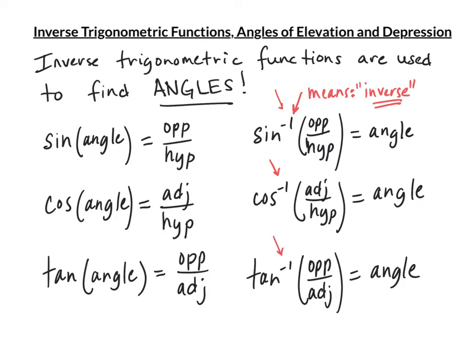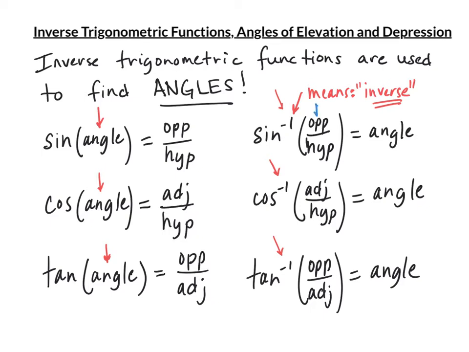And how it works is, go back to what we learned before: the sine of an angle is a ratio, opposite over hypotenuse. It's some decimal. The cosine of an angle is adjacent over hypotenuse, and the tangent of an angle is opposite over adjacent. Notice we plug in an angle when we use sine, cosine, and tangent. When we use an inverse function, we don't plug in an angle, we plug in a ratio.